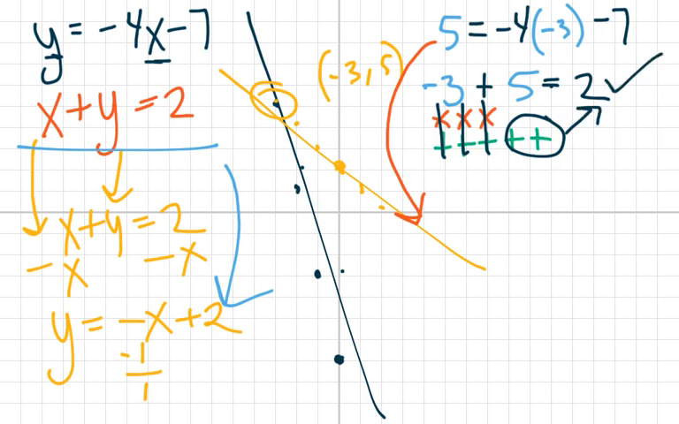This next one, 5 equals negative 4 times negative 3 is a positive 12 minus 7. And then 12 minus 7 is 5. So 5 equals 5. Okay? So that's it, really. This is how you solve a system of equations by graphing. Hopefully this makes sense to you guys.